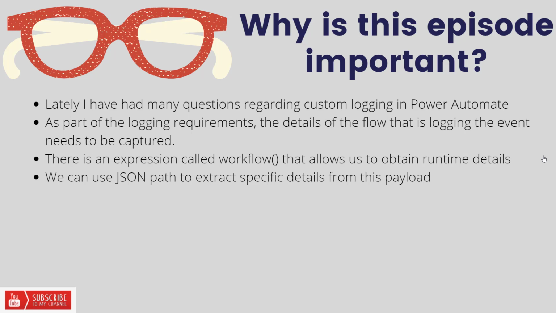Now, there is an expression called workflow that helps us retrieve all of these runtime details. What we're going to see is that this workflow will return essentially a JSON message that has a couple of nodes within it. But the good news is we can use JSON path to extract specific details from this payload, which allows us to retrieve those individual attributes. And if we were going to publish those individual fields through, say, a connector, we would have the ability to do so.